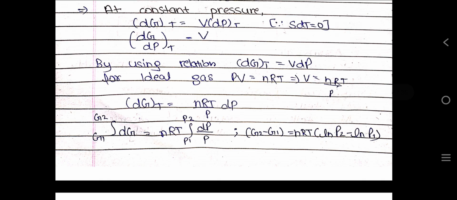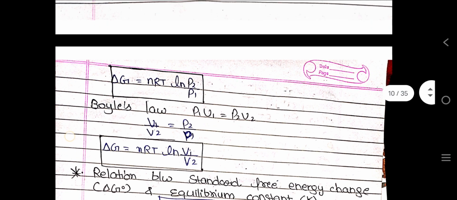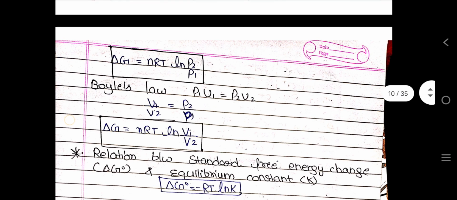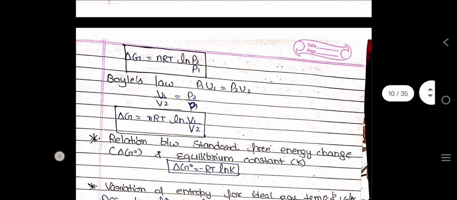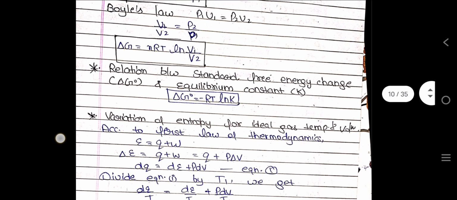According to the first law of thermodynamics, dE is equal to dQ plus dW. dQ is equal to dE plus dW. dQ is equal to dE plus PdV. TdS is equal to dE plus PdV. dG is equal to VdP minus SdT. At constant temperature, dG is equal to VdP. dG by dP at constant temperature is equal to V.